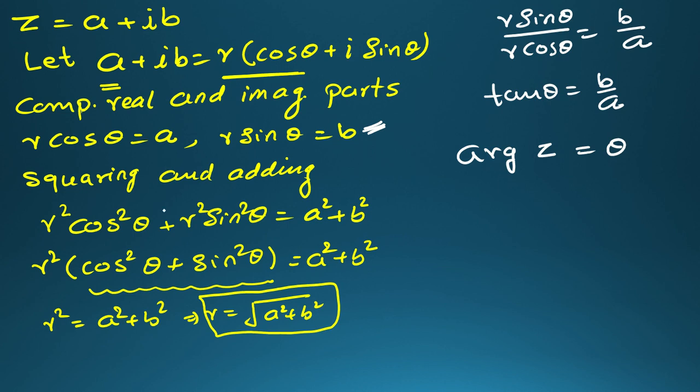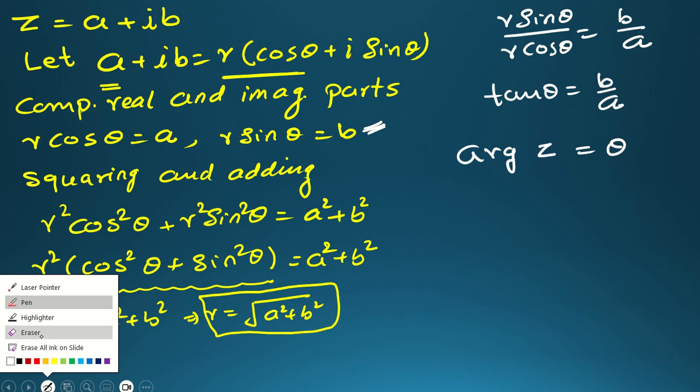Now we'll take some examples here. I have skipped the details of theta because I have made another video for this, so you can go through that. For example, they can say: write or represent z is equal to minus 1 plus i in polar form.